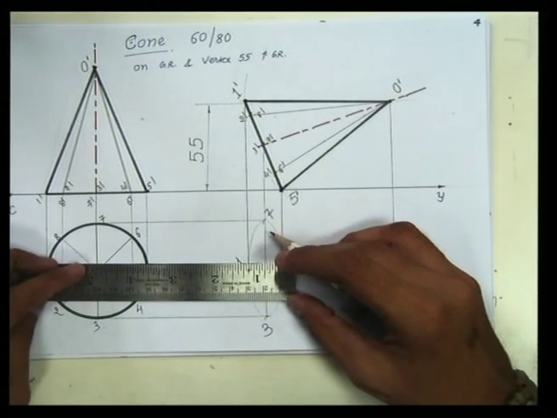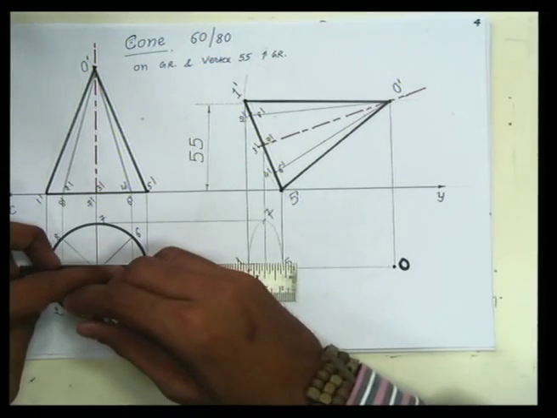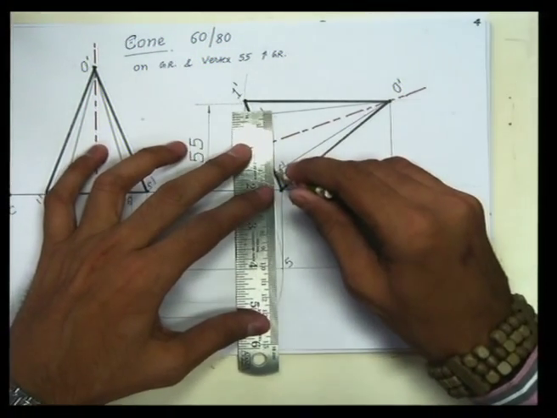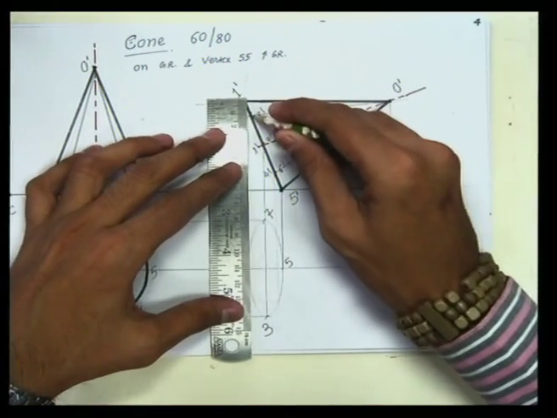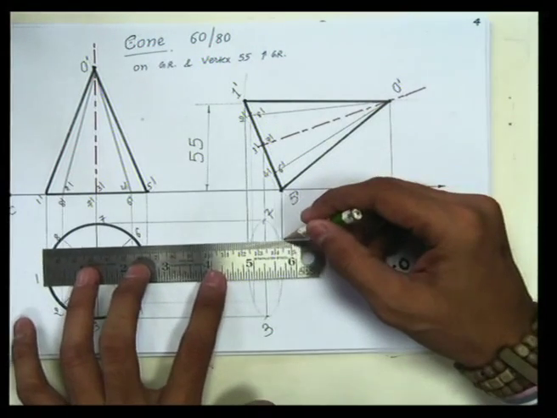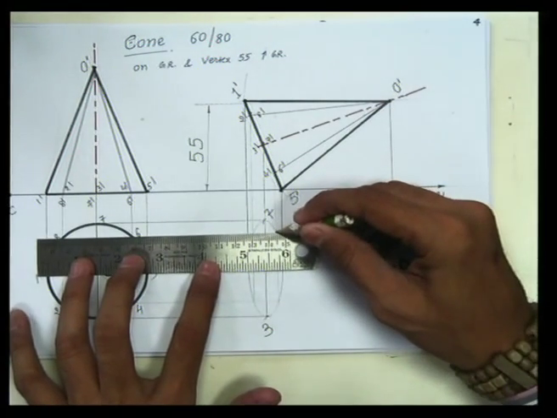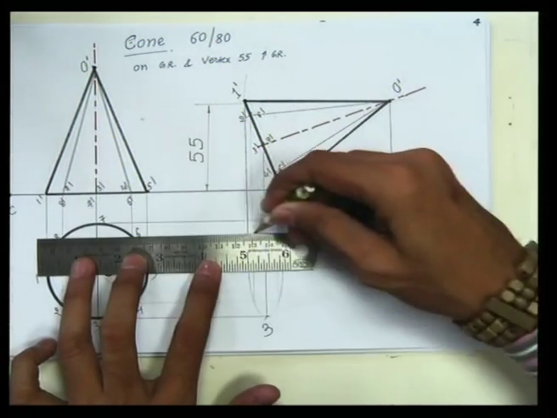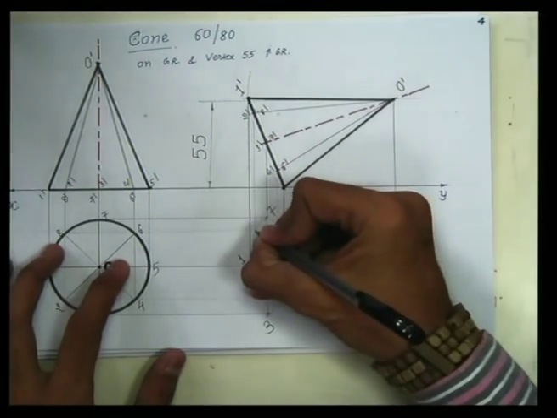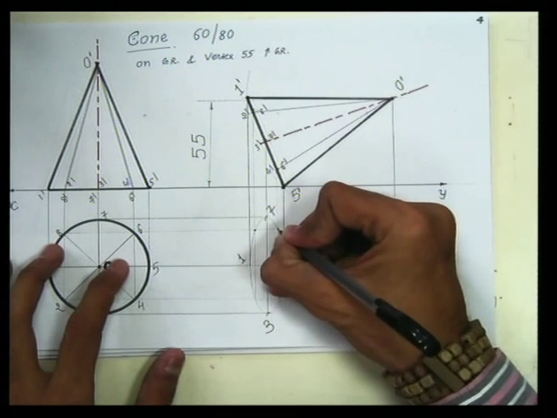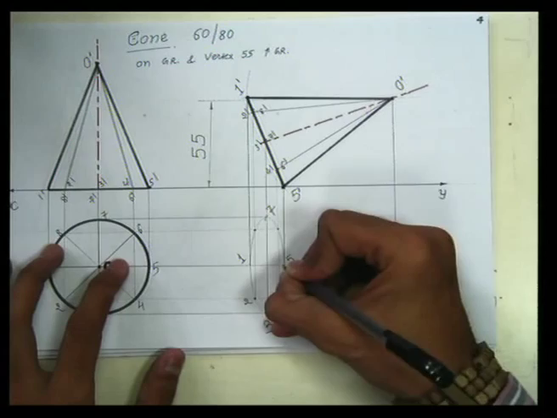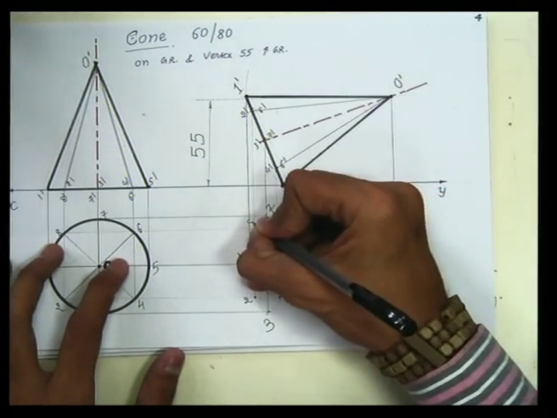Horizontal lines from 2 and 4, that would be like this, and vertical lines from 4, vertical line from 2, vertical line from 8 and 6, and horizontal lines from 8 and 6, like this. So all the respective points could be located. Here is point number 2, 3, here is point number 4, 5, point number 6, 7 and 8.